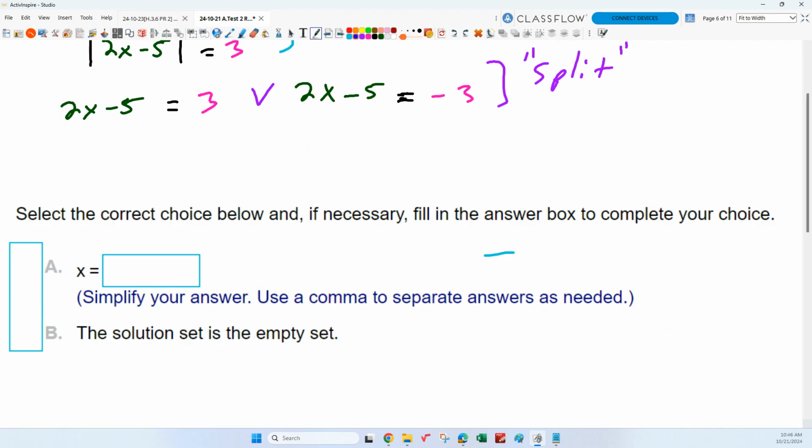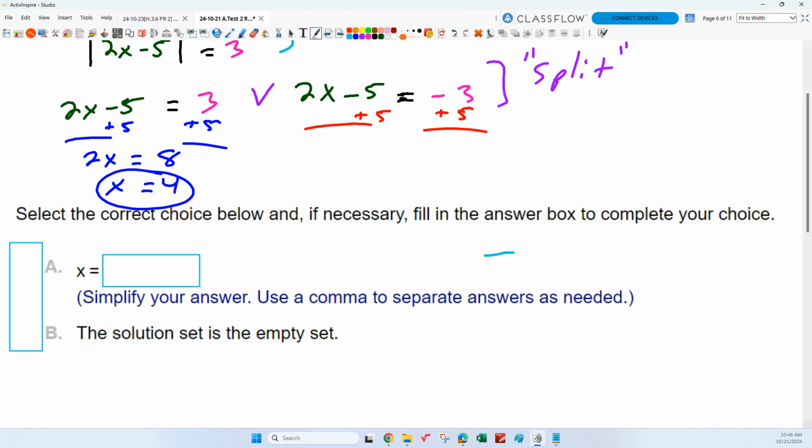Add 5. So if we add 5, we get 2x equals 8. So what's one solution? X equals 4 is one solution. And then over here, we would do the same thing. We add 5, and that gives us 2x equals 2. So if I divide by 2, what do I get? X equals 1. So those are my two solutions.